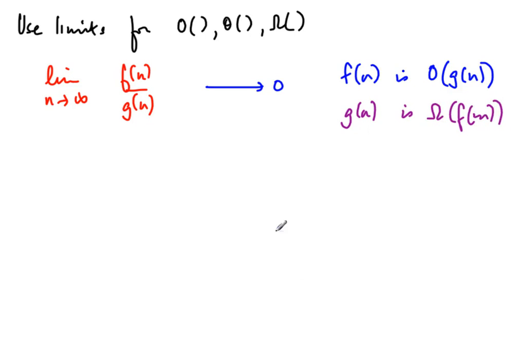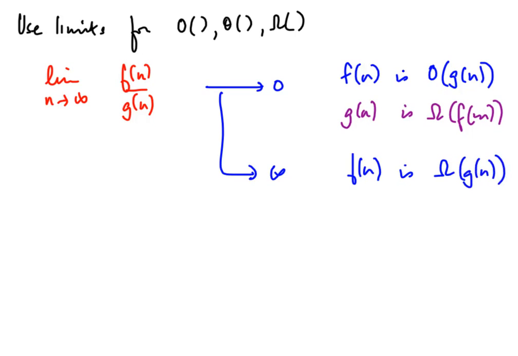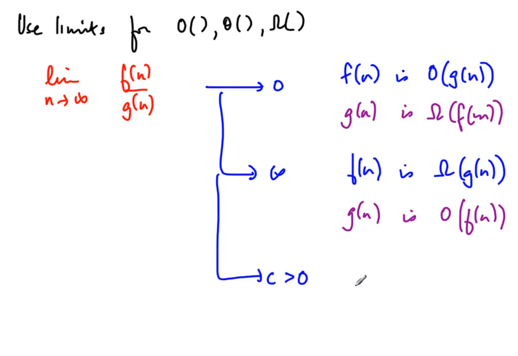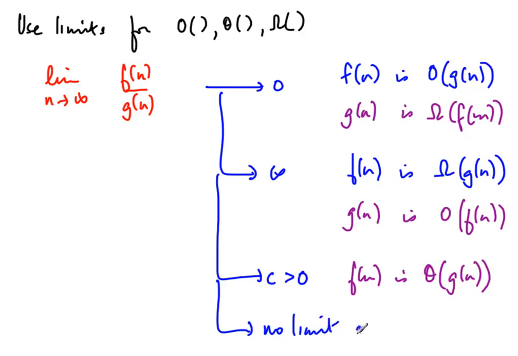On the other hand, if the limit is infinity, we have the reverse. So we now say that f of n is omega of g of n, which symmetrically is the same as saying that g of n is now O of f of n. And of course, we could find that we get a non-trivial limit c which is bigger than 0 but finite, and this really says that f of n and g of n are the same order of magnitude. So we get f of n is theta of g of n. And in rare cases, we might find that there is no limit defined, in which case we can't do anything.